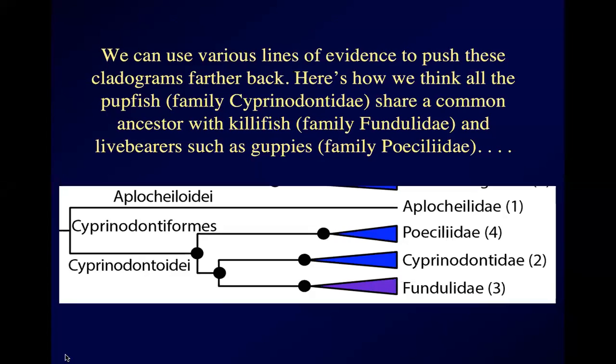Cyprinodontidae is the family in which we put all of the pupfish, and we think they shared a common ancestor with fish in families called the Fundulidae and the Poeciliidae. Sorry, Fundulidae are known as killifish, and Poeciliidae includes guppies and swordtails and platies, all of which are pretty common in pet stores. You could go out and see a bunch of them today at Petco or PetSmart or Pet Country if you felt like it.